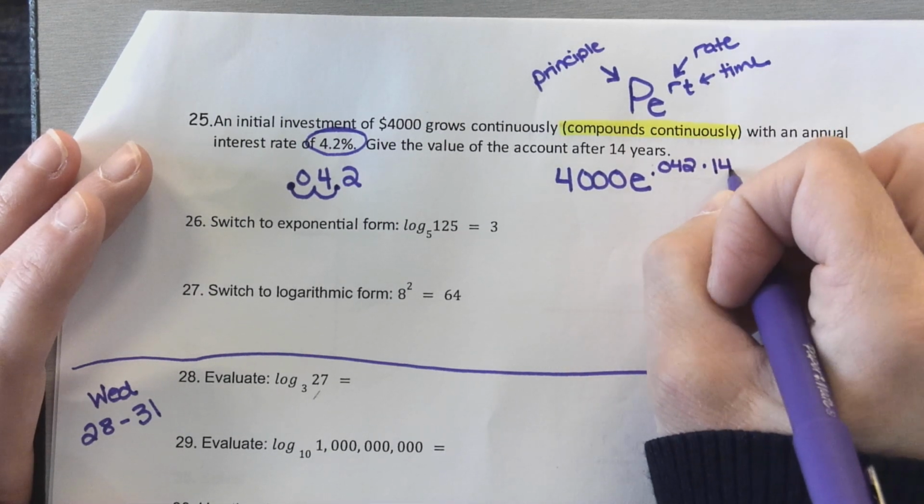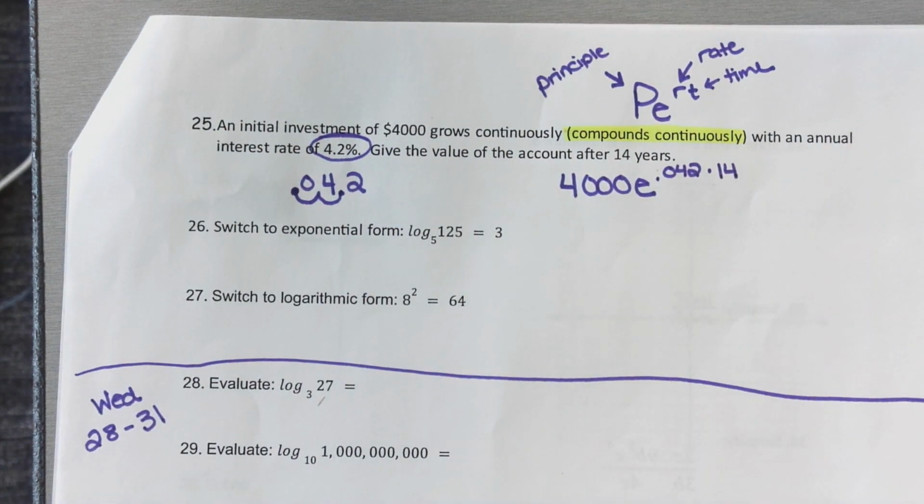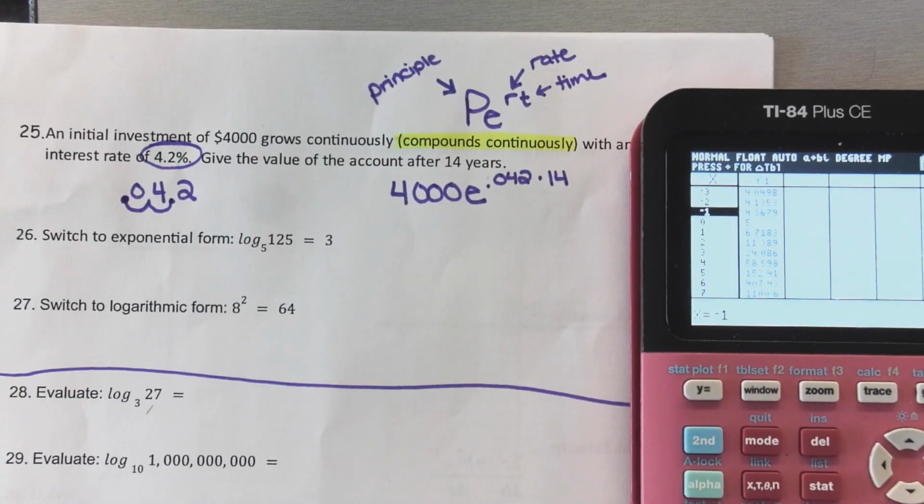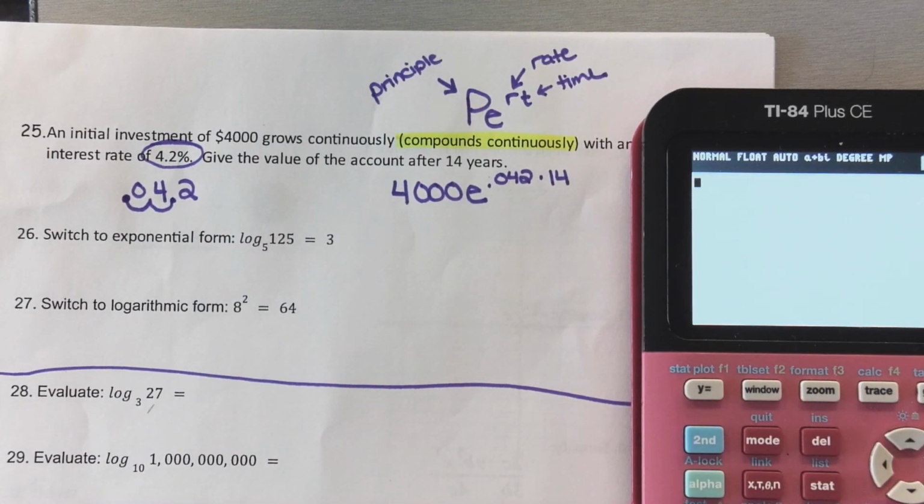14 years. And a lot of retirement accounts are set up like this. I know even like Miss Littleton, ours through the state of Michigan, our retirement accounts are set up like this too. So this is a pretty typical equation to use, especially with retirement accounts. So let me go to my calculator.